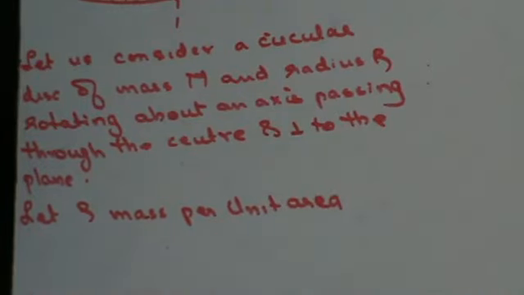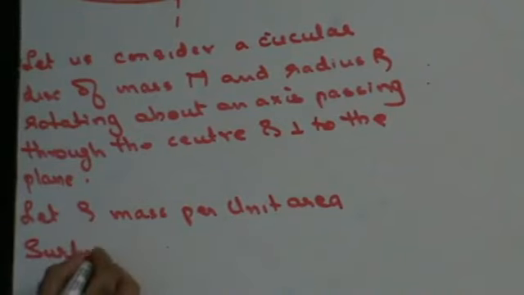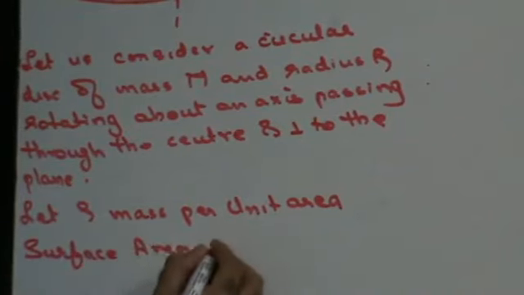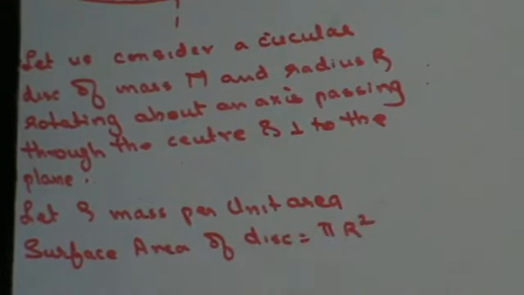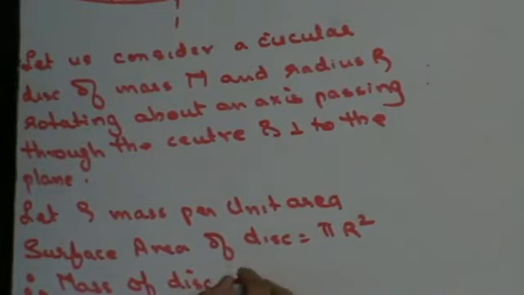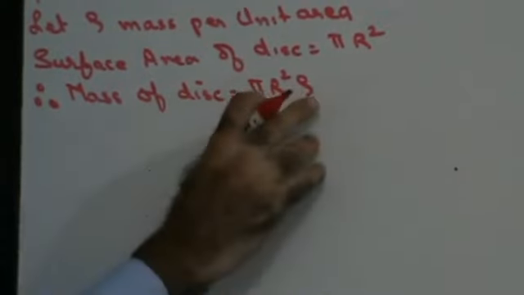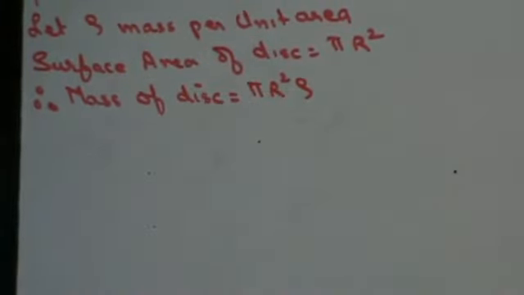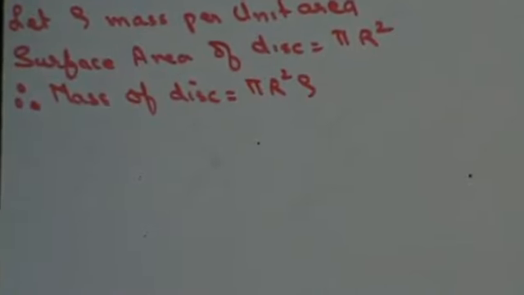In that case, I can say that the surface area of the disc is nothing but pi r square. Therefore, I can say that the mass of the disc is nothing but pi r square rho, because this is the mass per unit area and this is the area of the disc. So the total mass of the disc will be mass per unit area into the total area.